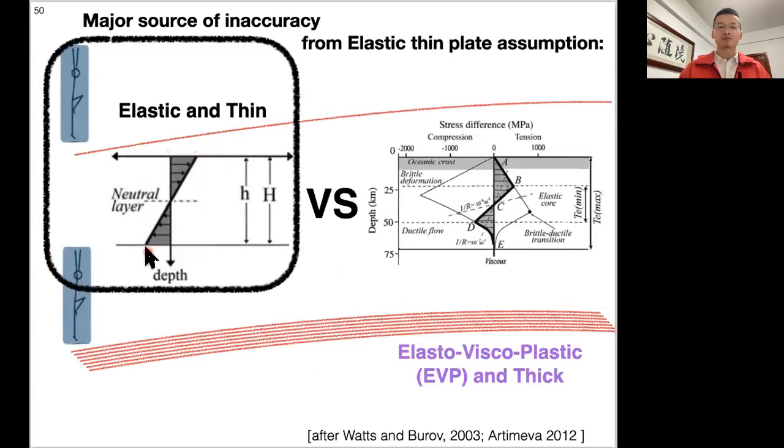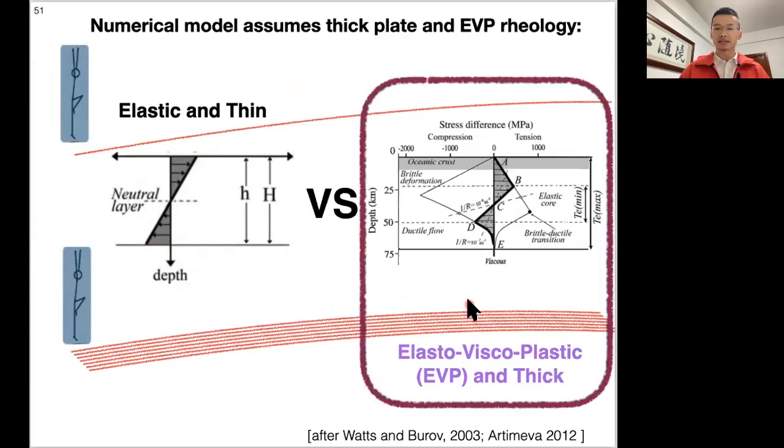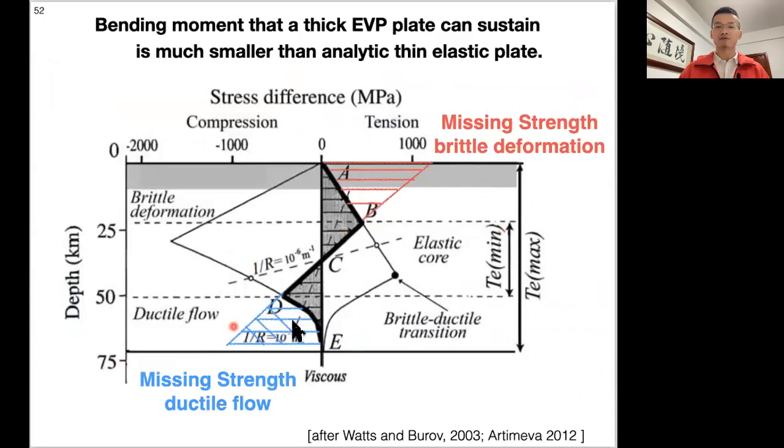So the yield strength envelope for this case looks like this, and you have the maximum extensional and compressional stress at the surface and at the bottom. However, for more realistic elastoviscoplastic (EVP) and thick plates, the yield strength envelope looks like the one to the right. And when you overlap the two, you can see the difference. The red part indicates the missing strength due to brittle deformation, and the blue part indicates missing strength due to ductile flow. So overall, the bending moment a thick EVP plate can sustain would be much smaller than an analytic thin elastic plate.